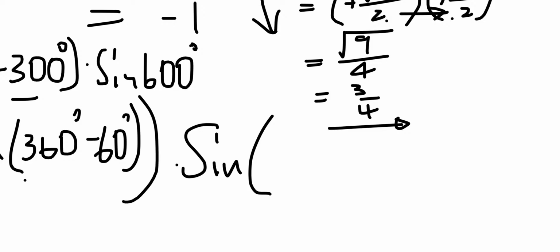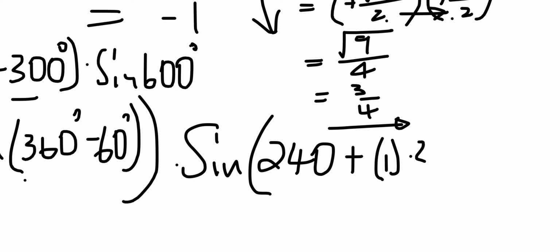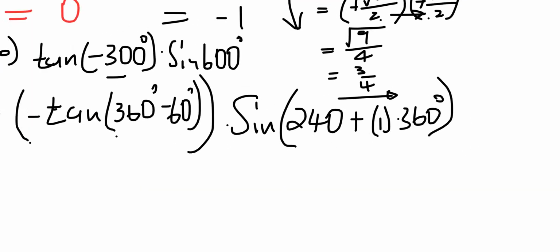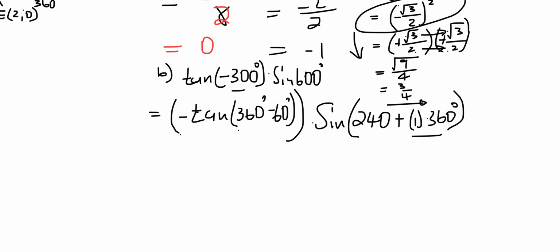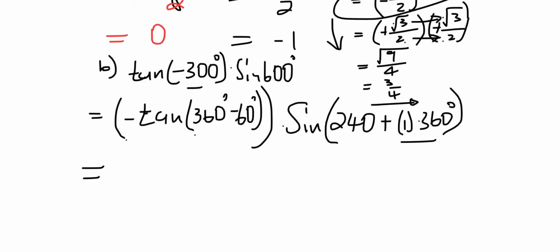It will end up being 300 minus 360. If you get a value which is less than 360, then that's when you say it is the same as 240 plus k times 360. So the k refers to how many 360s? Just one.